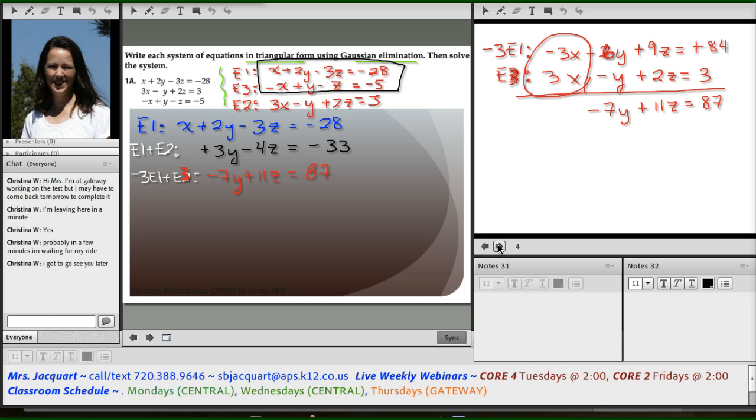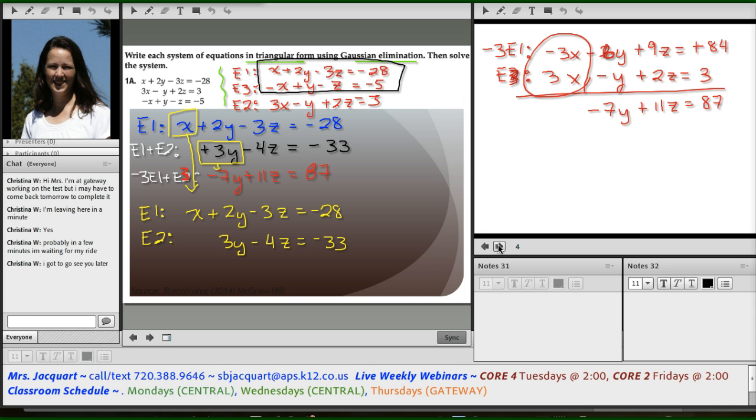Okay, so far I have a leading x and no x's below it. Now I want to have a leading y and no y's below it. So I'm only going to focus on the bottom two equations. So we will rewrite equation 1, equation 2, and then we will morph the other one. So x plus 2y minus 3z equals negative 28. And 3y minus 4z equals negative 33.